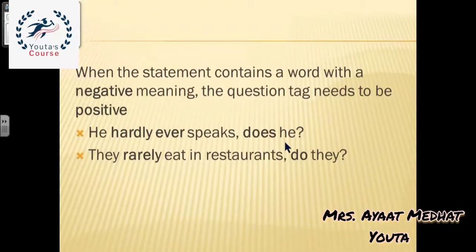When the statement contains a word with a negative meaning, the question tag needs to be positive. He hardly ever speaks. Is the statement in the affirmative or in the negative form? By form, it's in the affirmative, but hardly ever gives the negative meaning. It means he didn't or he doesn't speak. So in this case, we will use does in the affirmative or in the positive case.